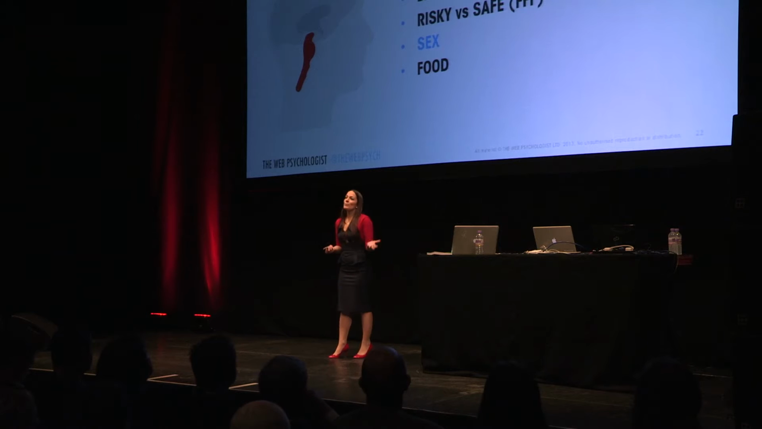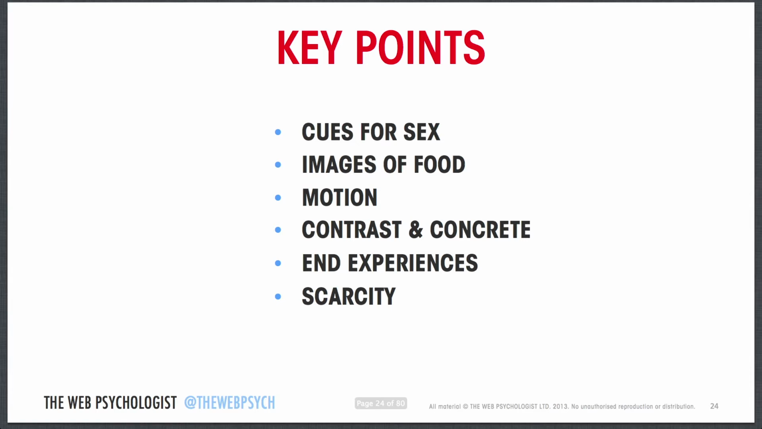It also looks for opportunities for sex and for food. Online, this is useful for you as designers because you can do certain things to engage this system. Here are some of them. Cues for sex. We looked earlier at how round objects are more attractive than square objects. It's the same thing for symmetry. Symmetry is a cue of sexual fitness. If I look more beautiful and I happen to be symmetrical, which is a key indicator of beauty, then you're more likely to want to engage with me.